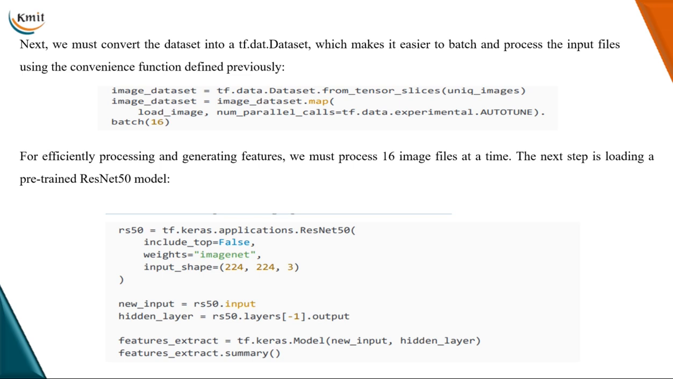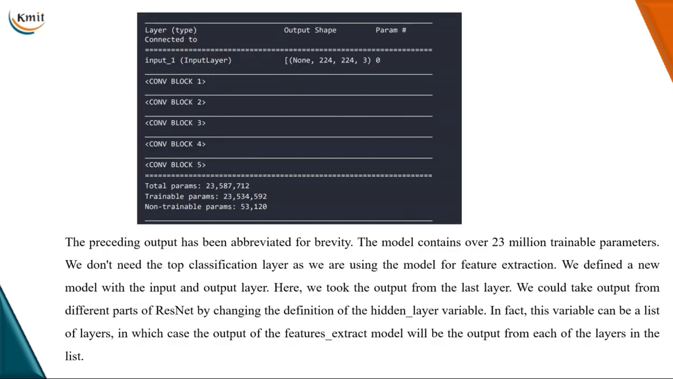For that reason, the next step is I will load a pre-trained ResNet 50 model which is already trained. Now you can see the output of this would be abbreviated for brevity. The model contains over 23 million trainable parameters, and we don't need the top classification layer as we are using the model for feature extraction. So we will just define the model with the input and output layer. Here we have taken the output layer from the last layer.